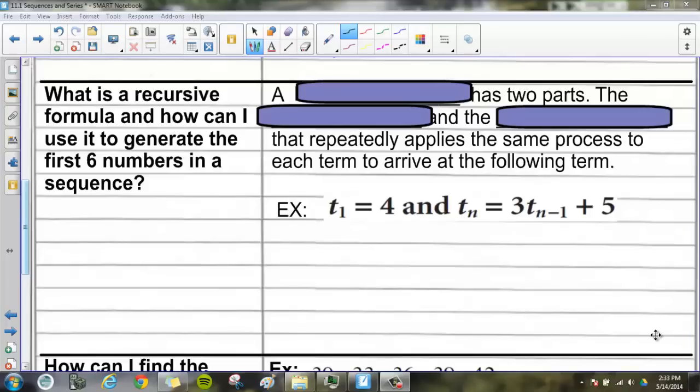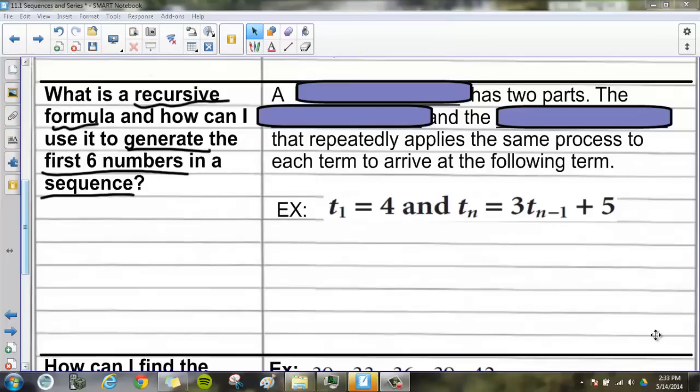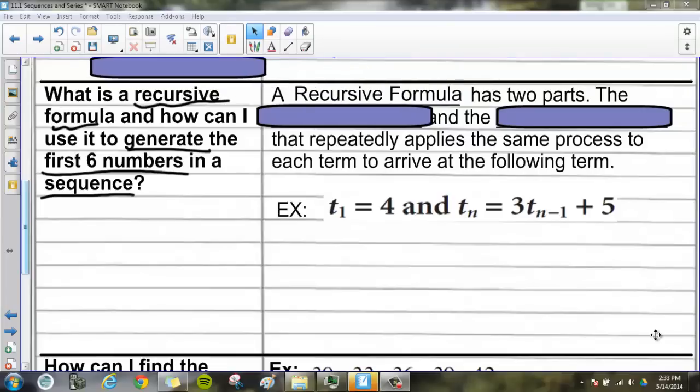Okay, now in this section we're going to try to figure out what a recursive formula is and how I can use such a thing to generate the first 6 numbers in a sequence. Not a series, but a sequence, okay? Well, let's talk about that. A recursive formula has 2 parts.